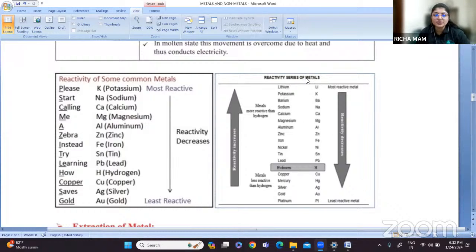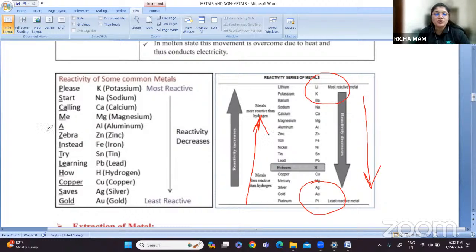Potassium, sodium is the most reactive metal, then calcium, then magnesium, aluminium. As you go down, what will happen to reactivity? It goes on decreasing. The reactivity is highest at the top and lowest at the bottom. And if you go from bottom to top, the reactivity goes on increasing.